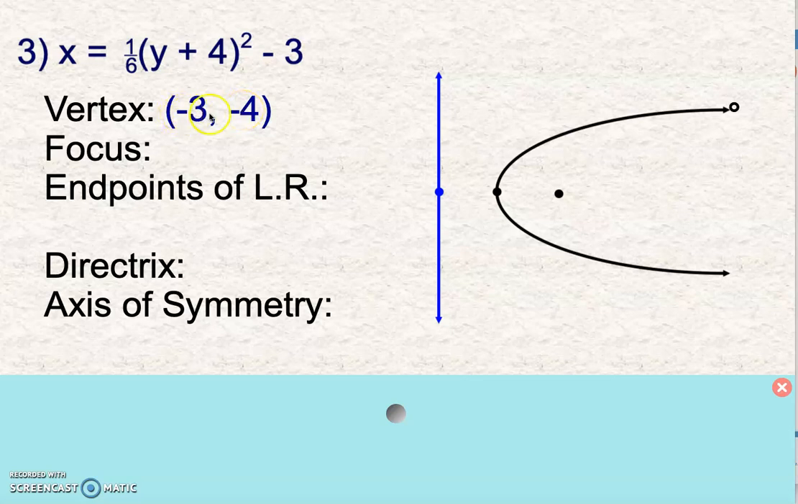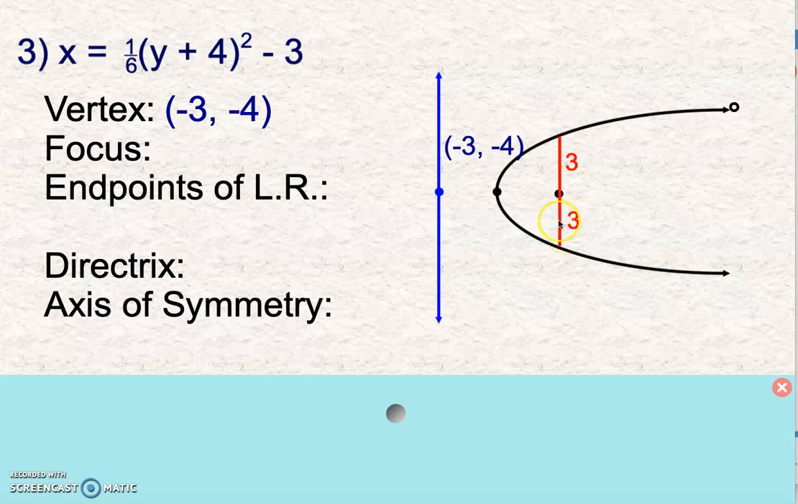So that vertex is -3, -4. So when we come over here and we label these parts, somewhere here, maybe there, -3, -4. How long is this latus rectum? Well, the latus rectum has a length of 6. So I'm going to split that 6 up into 3 and 3.